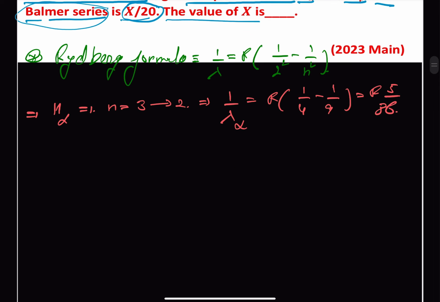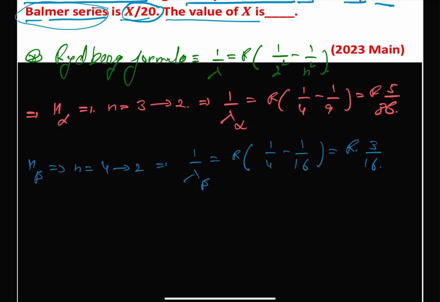And similarly, we can write for our H beta. H beta will be giving us transitioning from 4 up till 2, which gives us 1 upon lambda beta is equal to R, and we have 1 upon 4 minus 1 upon 16. This gives us R 3 upon 16.